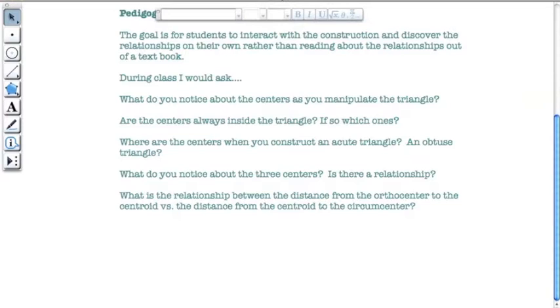Are the centers always inside the triangle? If so, which ones? Where are the centers when you construct an acute triangle? And where are they when you construct an obtuse triangle? What do you notice about the three centers, and is there a relationship? I would also ask what the relationship is between the distance from the orthocenter to the centroid versus the distance from the centroid to the circumcenter.